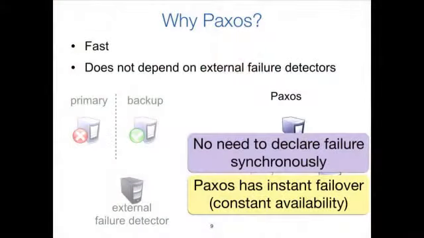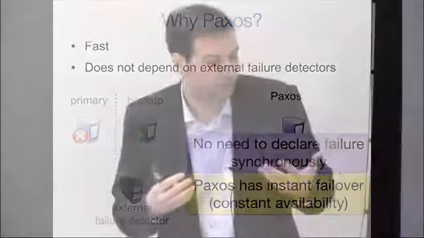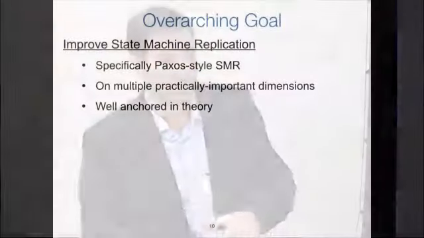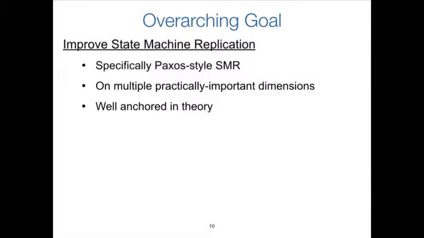Because of this reason, Paxos has high availability, almost essentially constant availability, or in other words, instant failover. And this brings me to the overarching goal of my thesis work. In my thesis work, I want to improve state machine replication, specifically Paxos-style state machine replication.